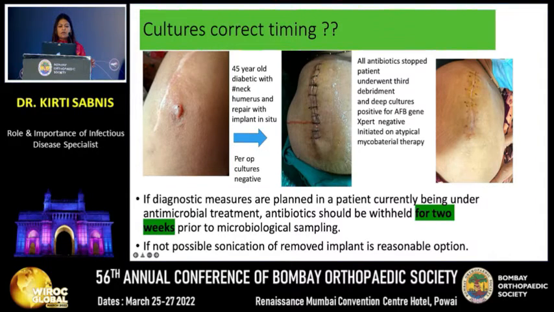So this was a lady who had a neck humerus fracture, underwent a repair, had an implant in situ. Per-operative cultures were negative. Debrided, still had continuous discharges. We stopped all antibiotics for 2 weeks, and she underwent a debridement and finally was found to have AFB positive and gene expert negative. So she had a typical mycobacterial infection, and this is the final outcome.